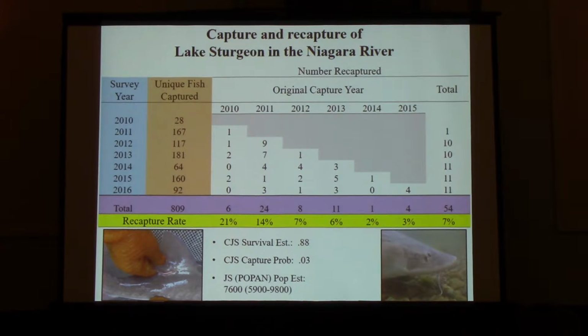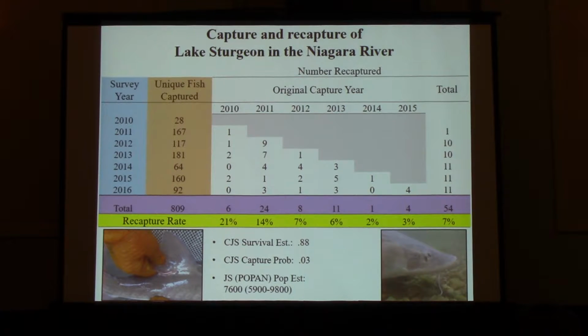Doing the CJS model, we have 88% survival from year to year. I bet it's higher than that. I think this model has difficulty separating survival and catchability. I think down there it says our catchability is 0.03. I think that's probably high. We're not getting a lot of recaptures.